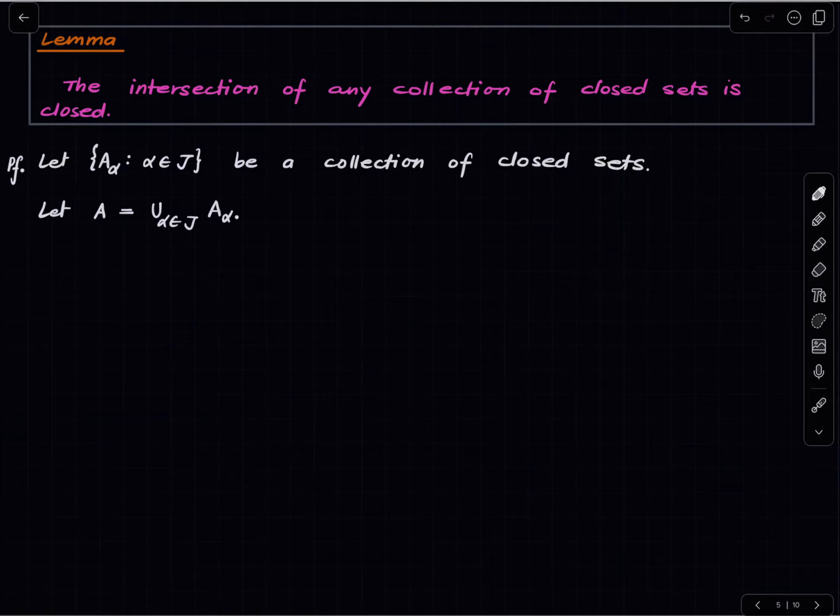Sorry, what have I written? Take the intersection of all of them. We want to show that A is closed. So to show that A is closed, we will take the complement. But the complement of the intersection is the union of complements. Right? So this is also just a set theoretic thing.